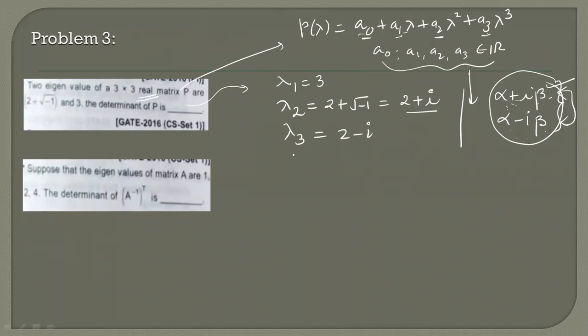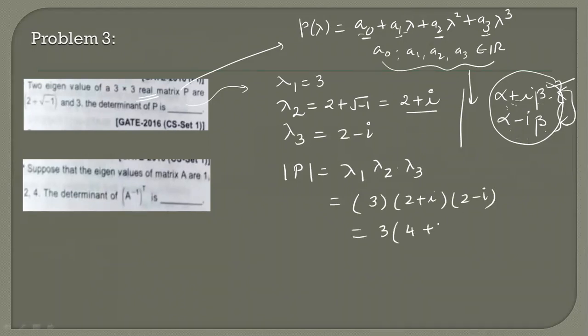And what is the determinant of a 3 cross 3 matrix? I told you determinant is equal to the product of eigenvalues. So the product of eigenvalues will be 3 into (2 plus iota) into (2 minus iota). It will be 3 into (4 plus 1), it means 15 will be the value of the determinant.